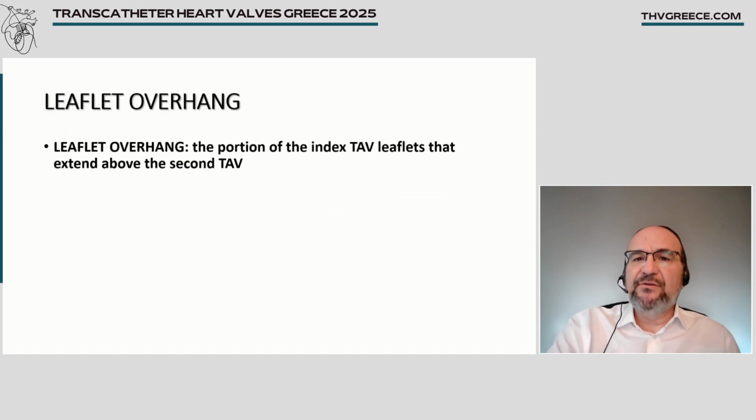Leaflet overhang. Leaflet overhang is the portion of the index TAVI leaflets that extends above the second TAVI.